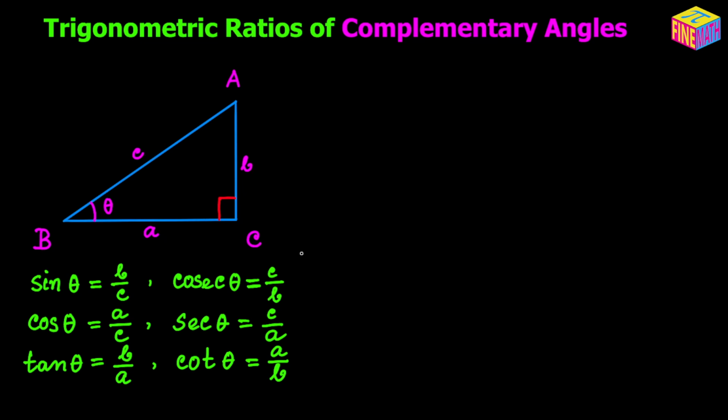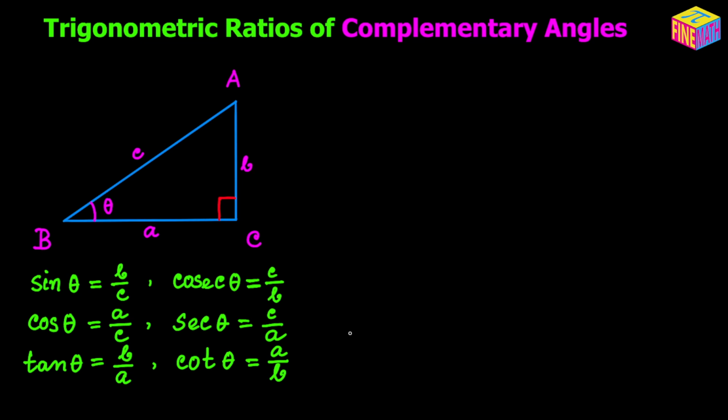For this picture, if the angle B is theta, then sine theta would be b divided by c. That's the ratio for sine theta. And cos theta would be a divided by c. Similarly, tan theta would be b divided by a. And cosec theta would be the reciprocal of sine theta, which is c by b. Then sec theta would be c by a, and cot theta would be a by b.